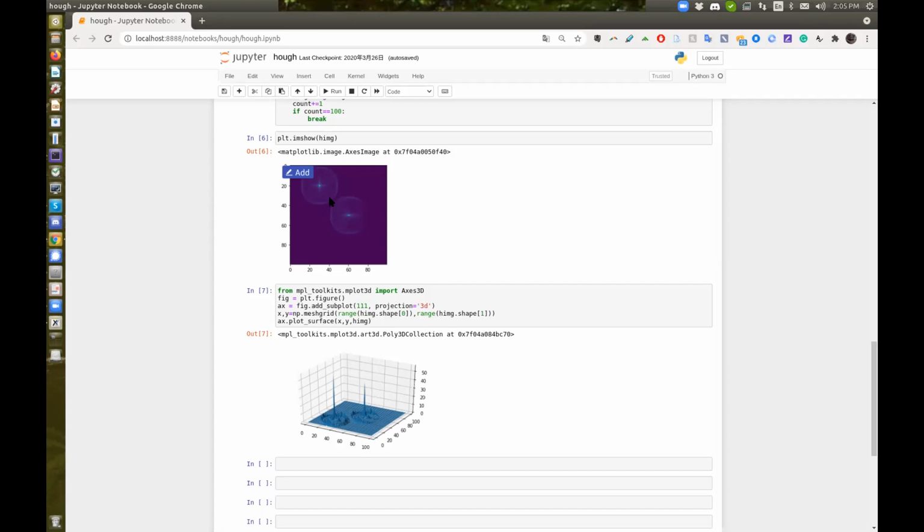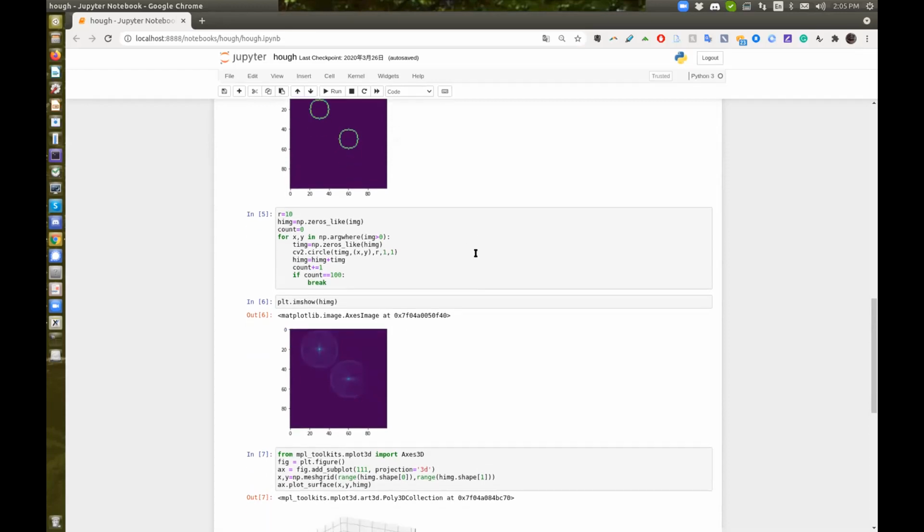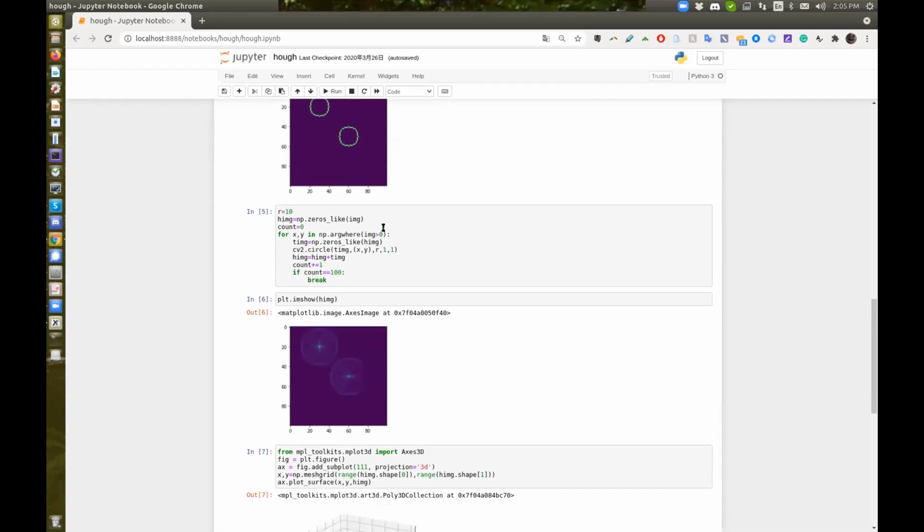So therefore you have two centers here. I have the original circles here, and then I have high activation at the center of these two circles. Of course, this is the simplest example, but this idea can extend to any kind of shape. It depends on the number of parameters you have for the shape. It gets more and more complicated if you have more parameters.